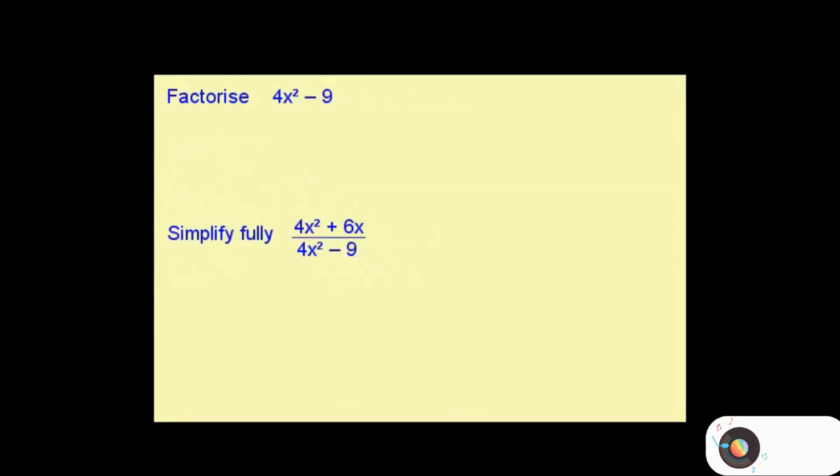Here's a question for you to try. Press pause and have a go, and when you're ready for the answer, press play.